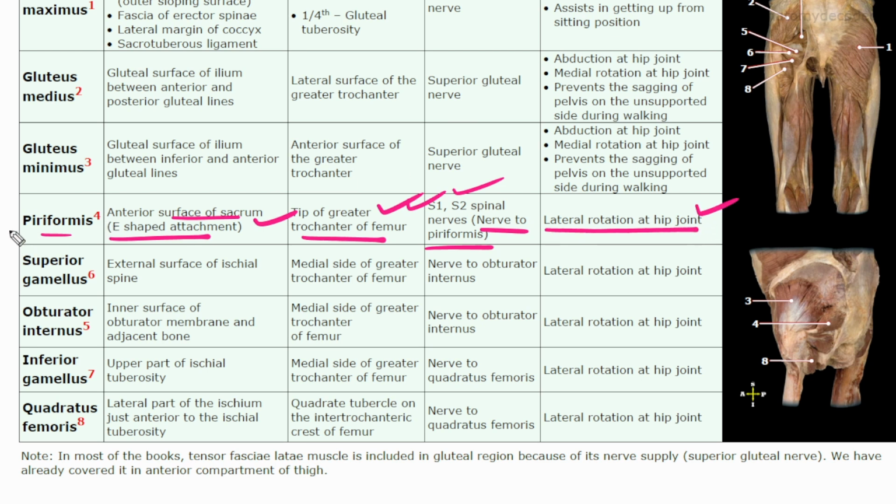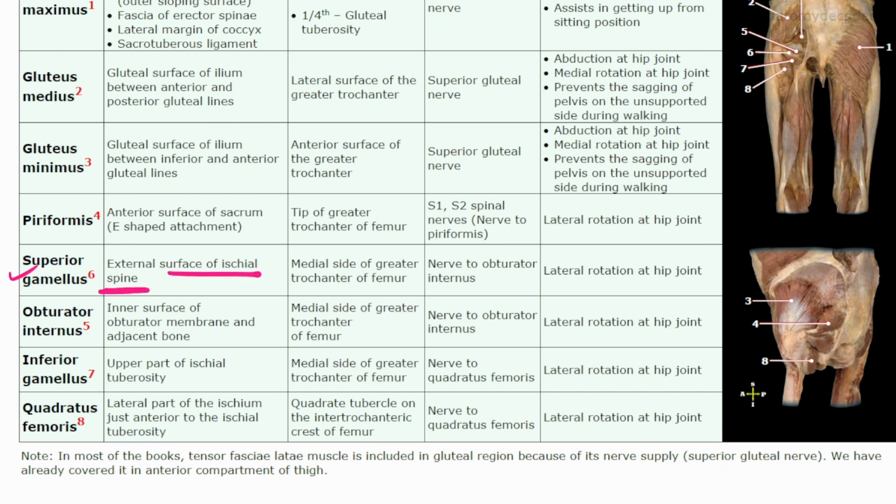Okay, if you see all the remaining muscles, they are having one common action, lateral rotation at the hip joint. These small muscles together are also referred to as short lateral rotators. So let's quickly cover all the other muscles. Superior gemellus arising from the external surface of the ischial spine. Okay. Then insertion is on the medial side of greater trochanter of the femur.